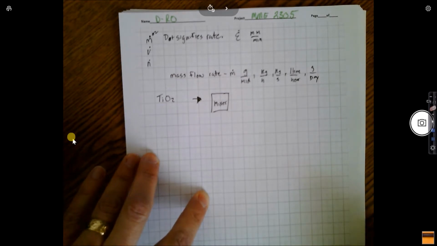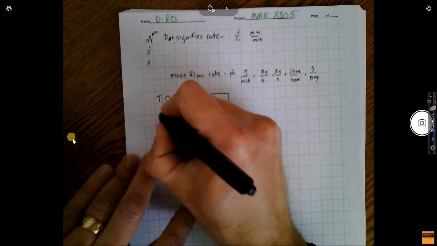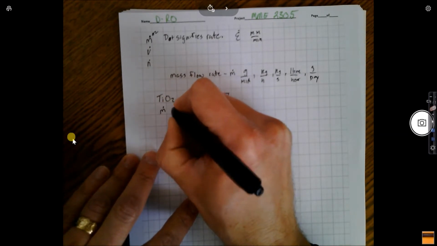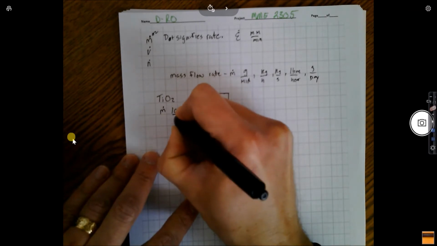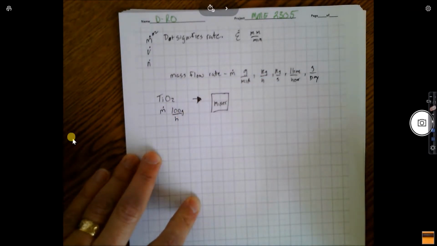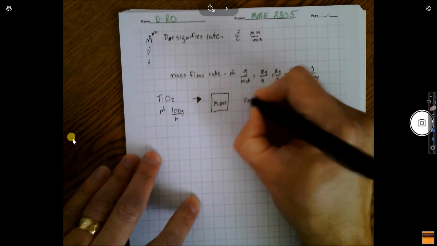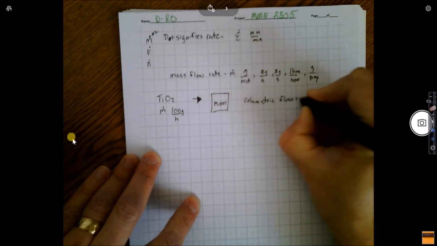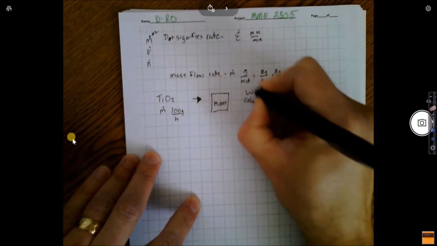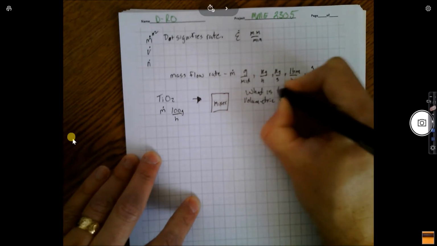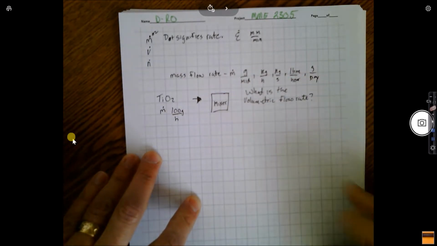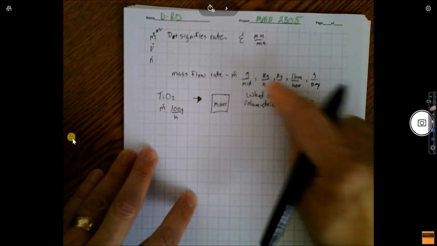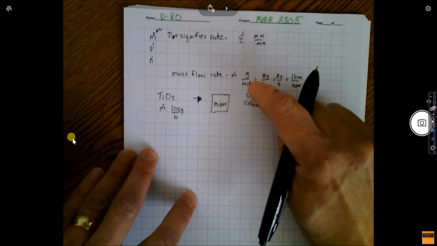Okay, so we have titanium dioxide, and we have a mass flow rate, M dot. Let's just say we have a mass flow rate of 100 grams per hour, and we're asked to find the volumetric flow rate. Well, we see that mass flow rate is given in terms of mass per time.